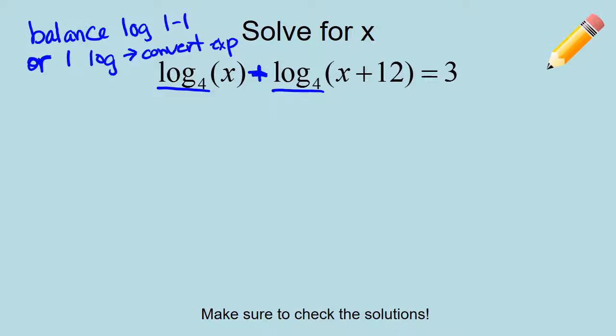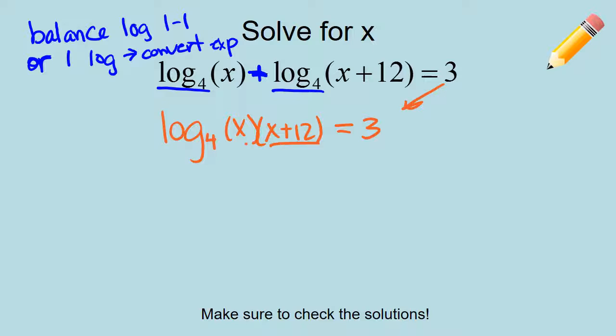In this case, I see that I am adding logs. So using our product property, we can start off by converting that to multiplication. We would keep the base 4, but now I'm going to have x times x plus 12. And we just bring this down, it's still equal to 3. I'm not going to deal with the right side yet.